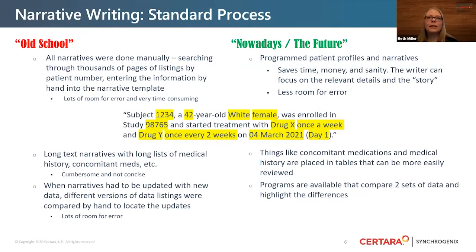Nowadays, the programming allows for us to start with a patient profile or programmed header table that has all of the medical history, con meds, baseline information, et cetera, already presented. Then the actual text portion is a clear and concise story of what happened. It's easier to read and sort through, and the shorter text is also much easier to QC. There's definitely more of a focus now on being concise and only including relevant information rather than just dumping everything into the text.